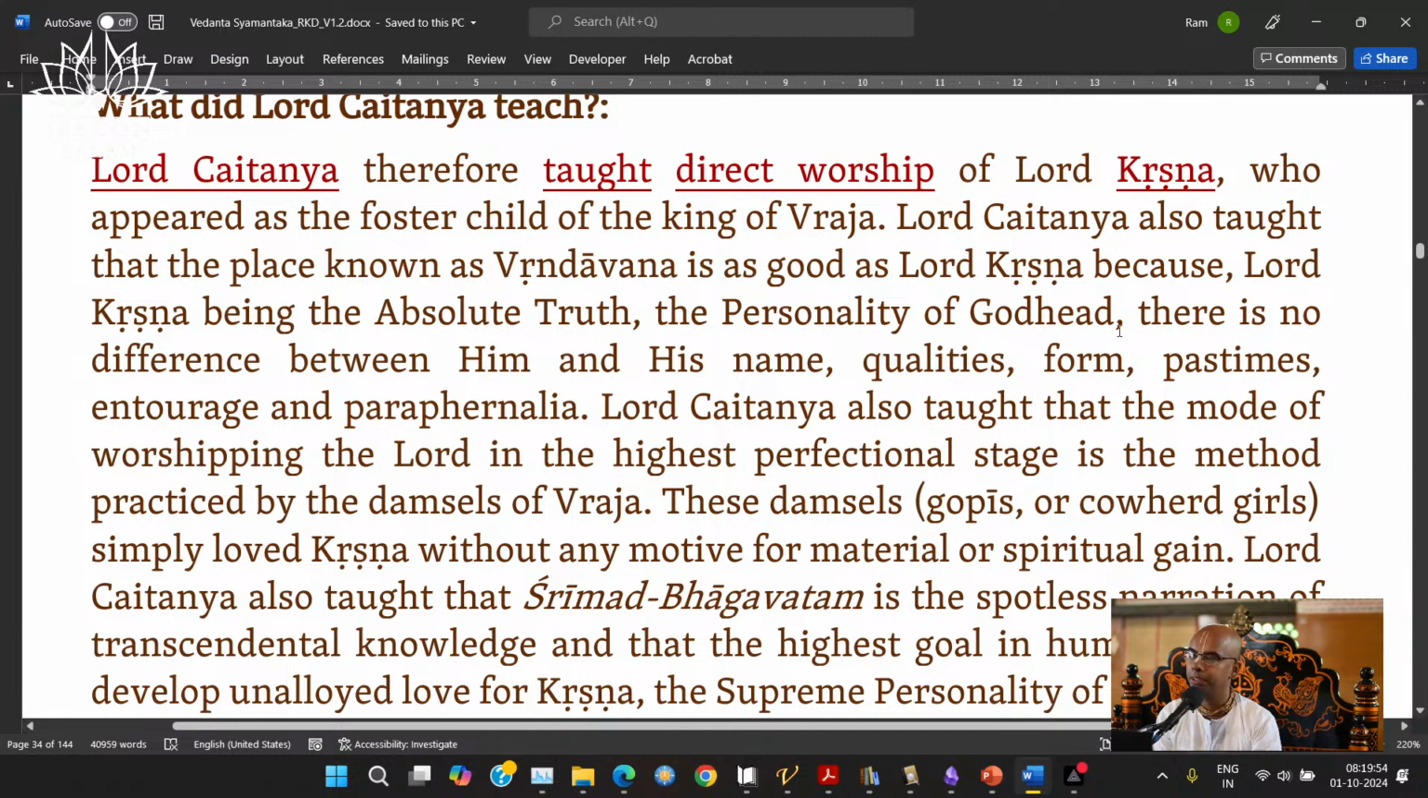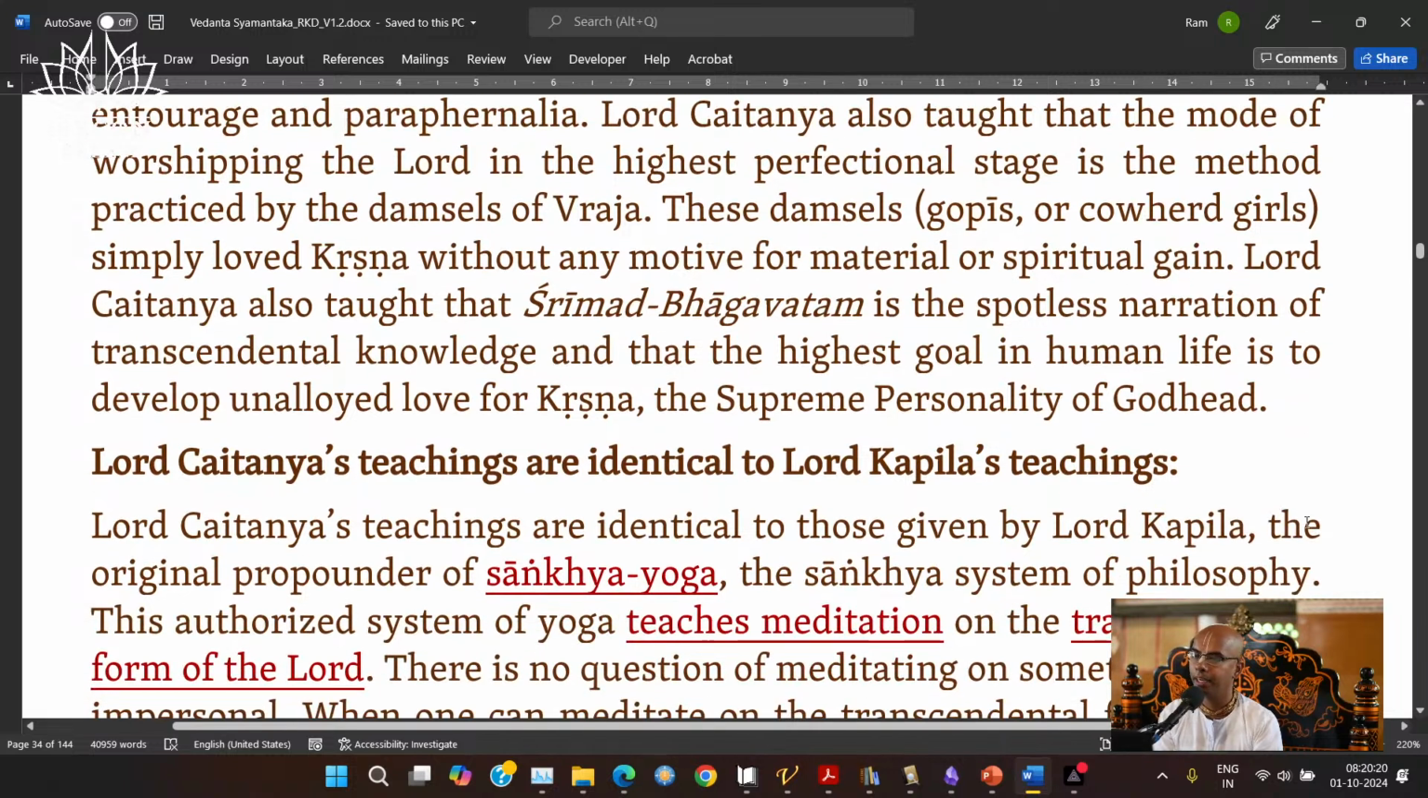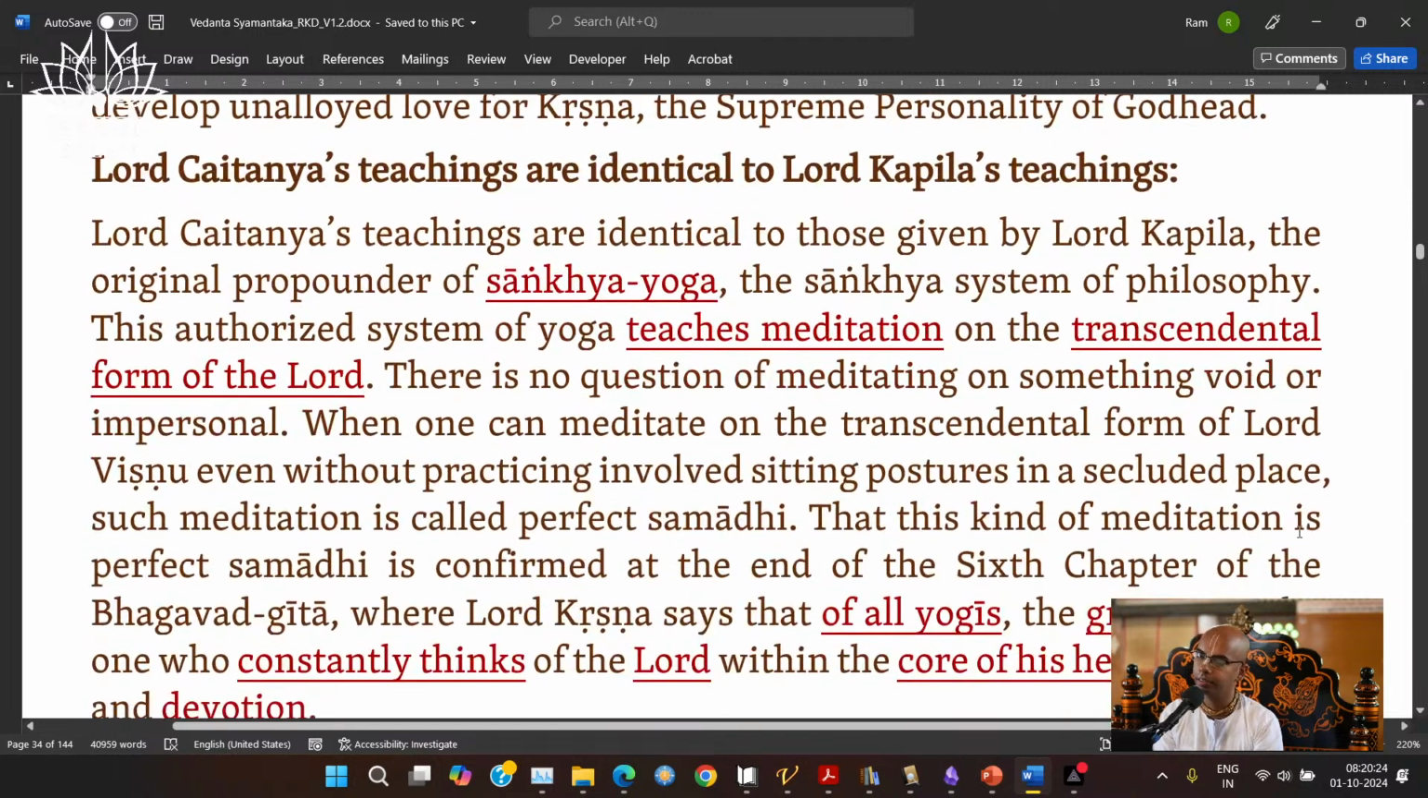because Lord Krishna being the absolute truth, the personality of Godhead, there is no difference between him and his name, qualities, form, pastimes, entourage and paraphernalia. Lord Chaitanya also taught that the mode of worshipping the Lord in the highest perfection stage is the method practiced by the damsels of Braja. These damsels, gopis or cowherd girls, simply loved Krishna without any motive for material or spiritual gain. Lord Chaitanya also taught that Srimad Bhagavatam is the spotless narration of transcendental knowledge and that the highest goal in human life is to develop unalloyed love for Krishna, the Supreme Personality of Godhead.